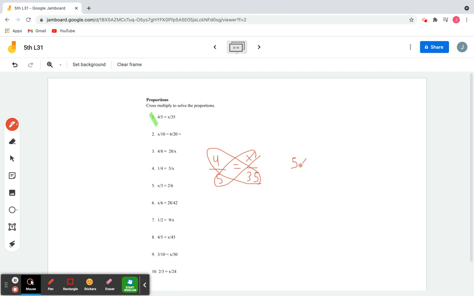So I'm going to write 5x here, because we don't know the number which is x, right? And then I'm going to multiply 4 and 35, and that will be 140, right? So 5x is equal to 140. In order to solve for x, I'm going to divide both sides by 5. So 5 divided by 5 is 1, so this will be just x. And then 140 divided by 5 is 28. So the final answer will be that x is 28.